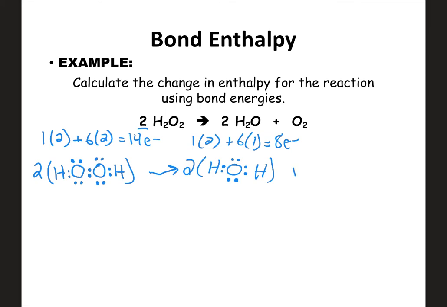And then we have O2, so same deal, we've got to do the dot structure here. For oxygen, there are 6 valence electrons times 2 oxygens. That means it's got to have 12 valence electrons here.